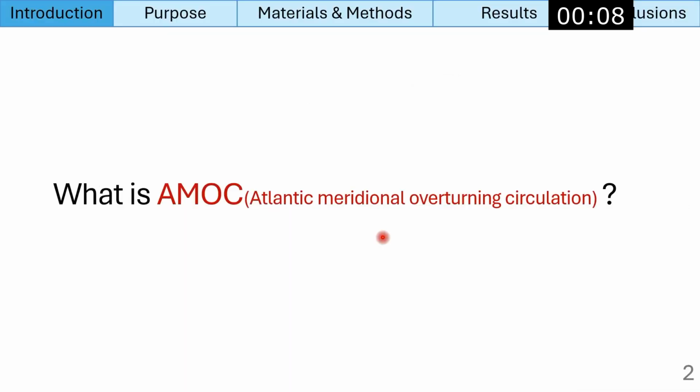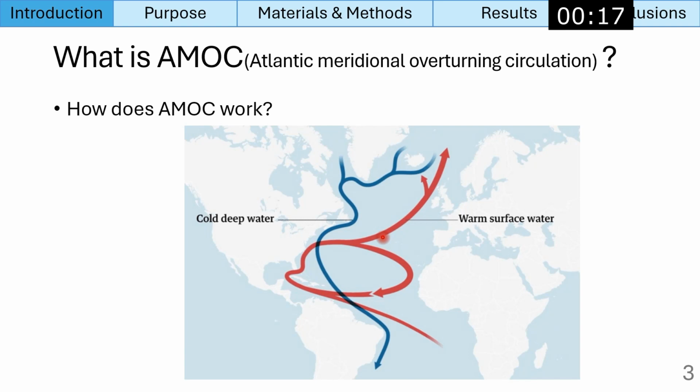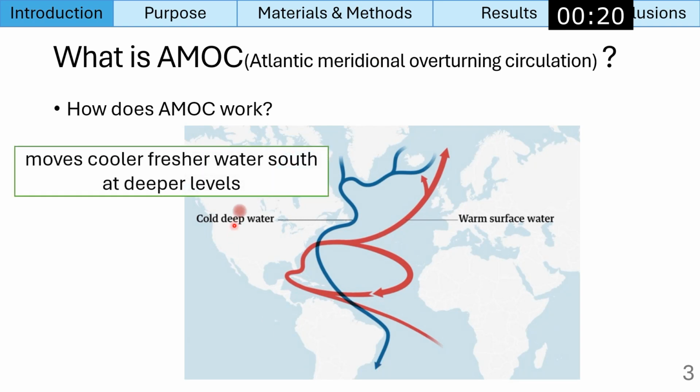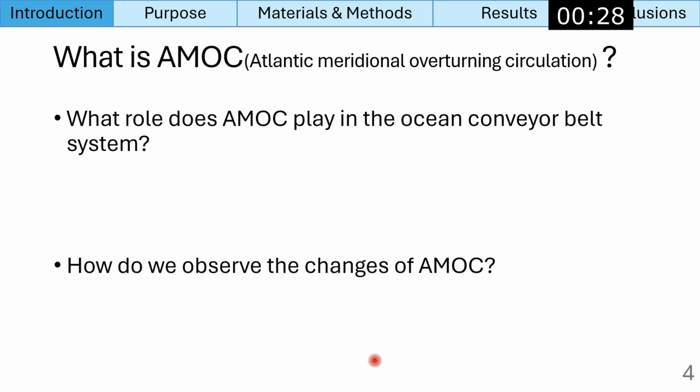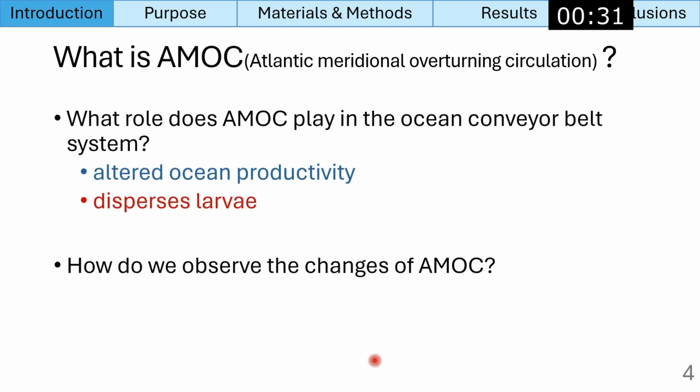So first, I have to introduce to you what AMOC is: the Atlantic Meridional Overturning Circulation. So how does it work? It moves cooler, fresher water south at deeper levels, and it moves warm, salty surface water north. And what role does it play in the ocean conveyor belt system? We focus on that it could alter ocean productivity, and it could disperse larvae of corals.